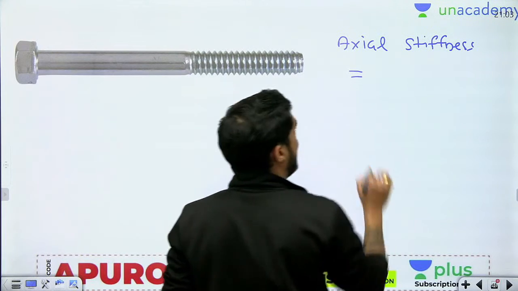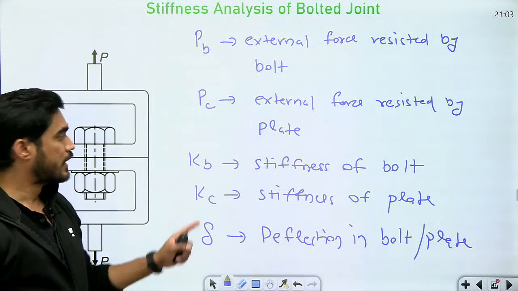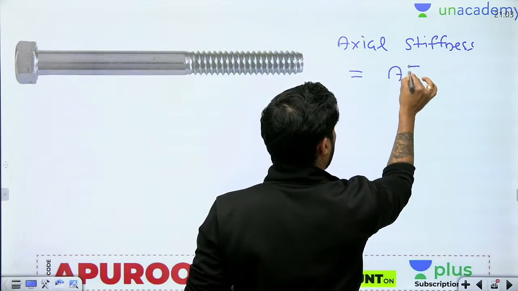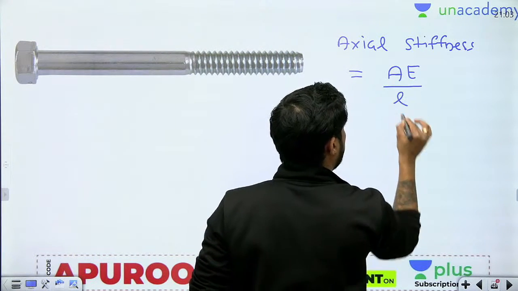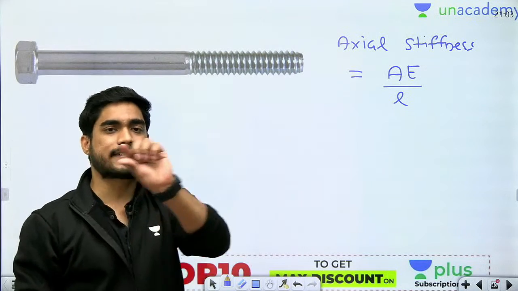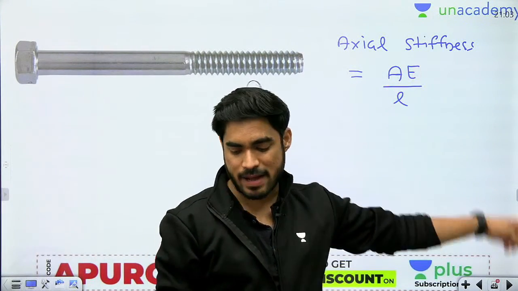So beta, there will be axial stiffness. Understand? Under axial load, which stiffness am I talking about? If I am saying stiffness under axial load, it will be axial stiffness, and the formula of axial stiffness will be AE by L. Now if you have constant area, then you can calculate stiffness directly as AE by L.